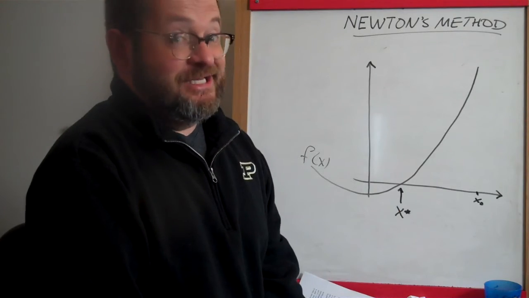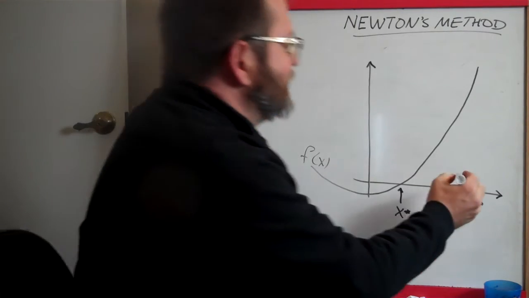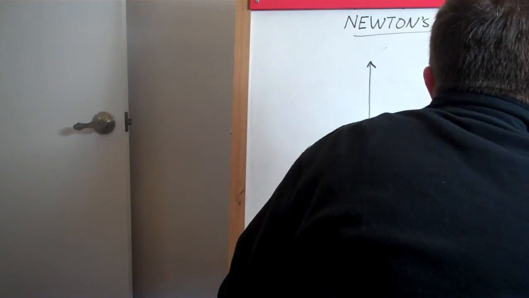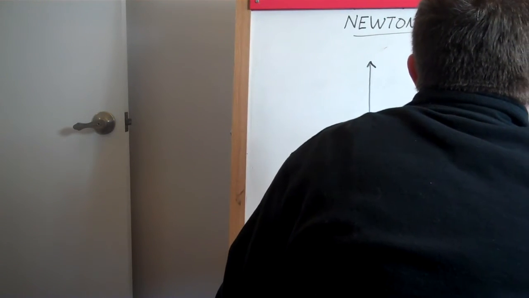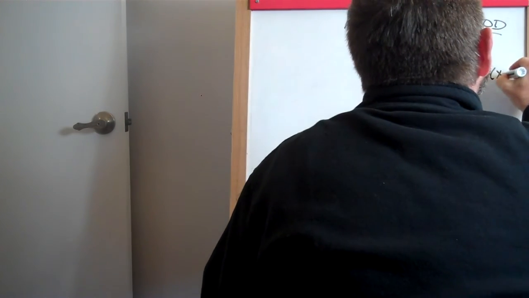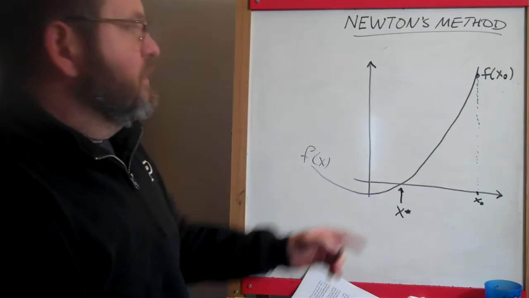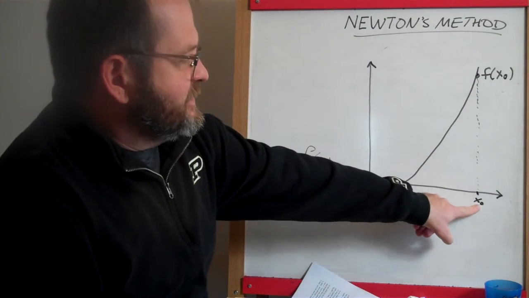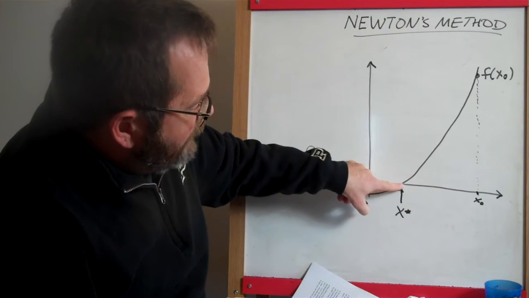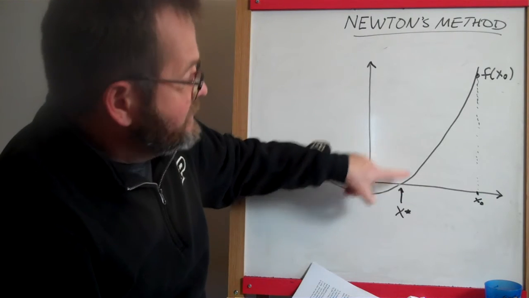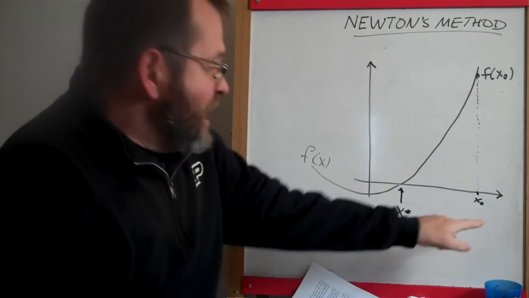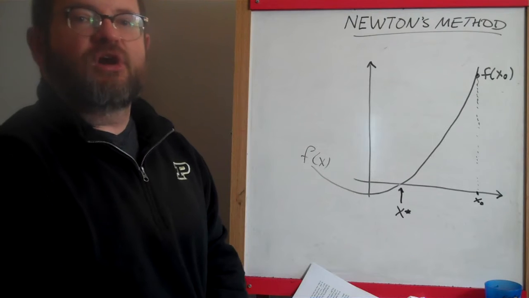Clearly x0 is not x star. One of the ways I can tell that x0 is not x star is that f of x0 is not 0. If x0 here was the same thing as x star, then f of it would be right here on the x-axis. f of x would be 0, but f of x0 is actually up here someplace. So x0 is not the same thing as x star.